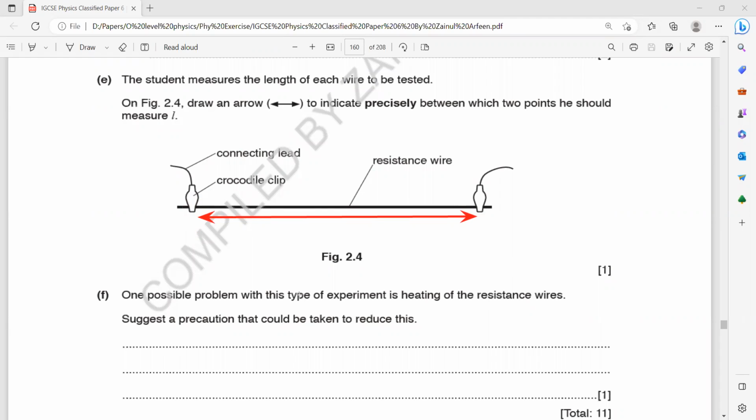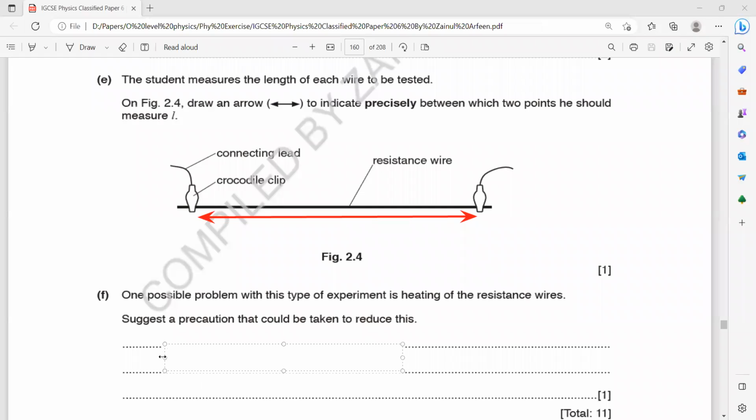One possible problem with this type of experiment is the heating of a resistance wire. Usually, this is a common problem with electric circuit questions, in which electrical devices or appliances become hot when the current is passing. So how can we reduce the heating effect? There are different ways to reduce the heating effect.